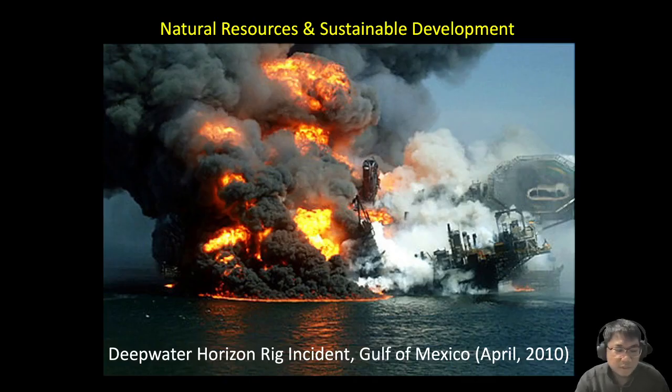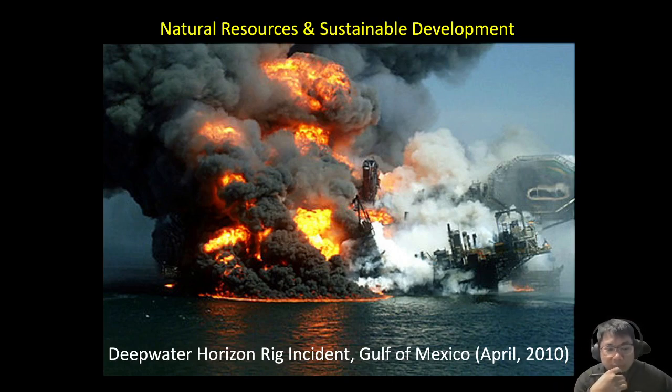Natural resources, especially energy resources and the oil and gas industry, have been highlighted by mainstream media. The reason is that, of course, in history there have been multiple incidents associated with the exploration and exploitation of hydrocarbons, or oil and gas, from the earth.